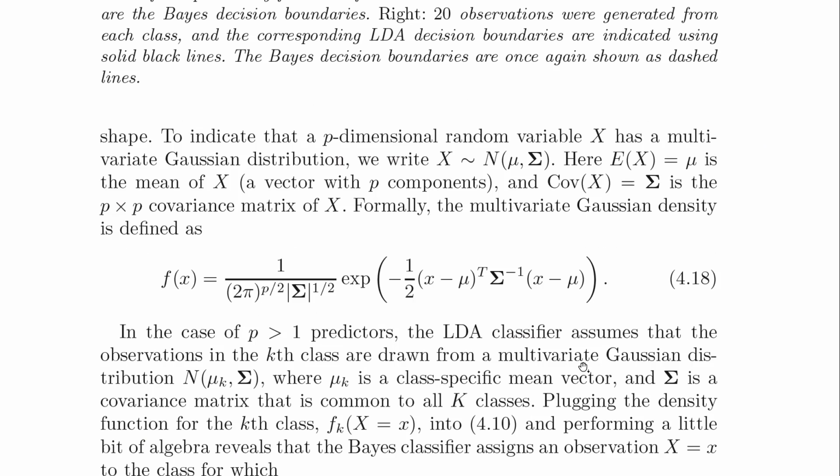Do we need to get into the mathematics? Maybe yes, maybe no. This is a real number, right? One divided by something to the p over 2, the square root of the determinant of sigma. So all that's just a real number.